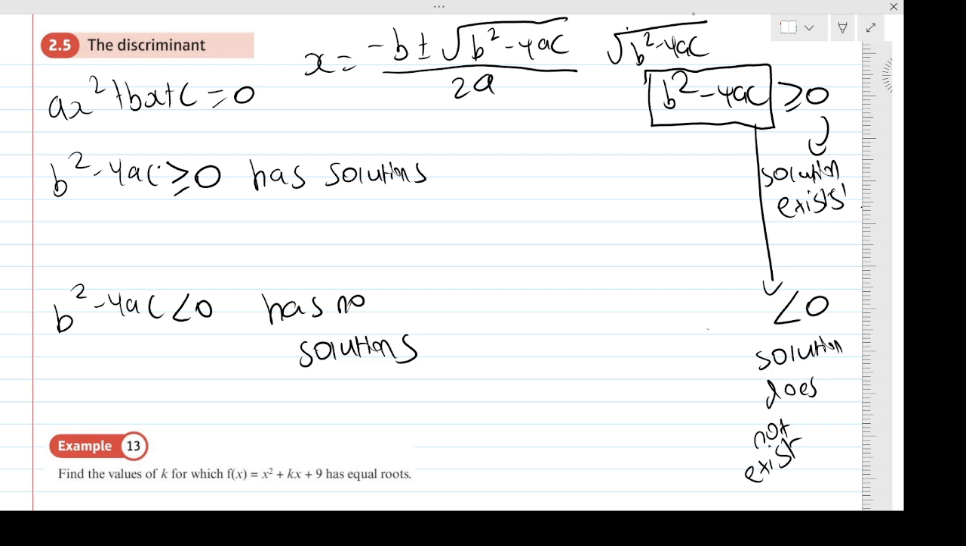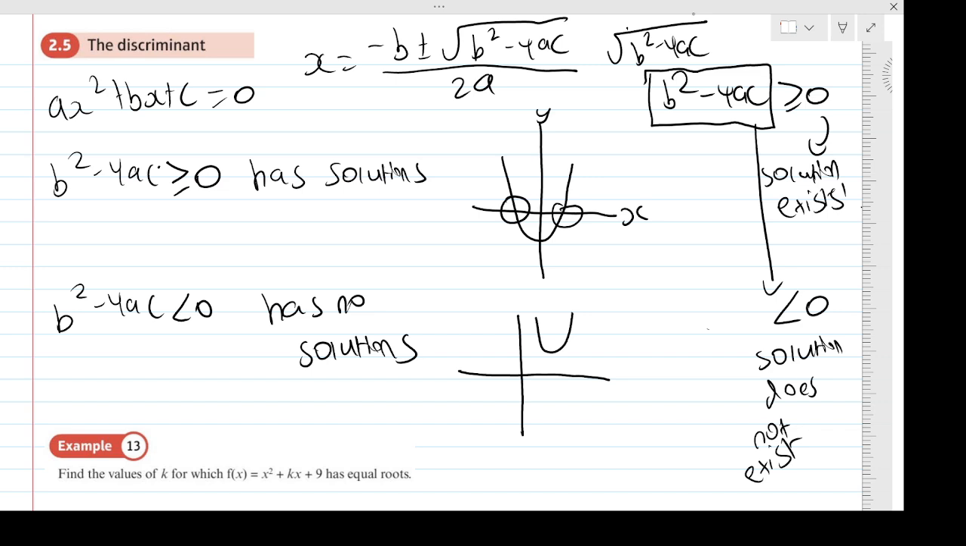If you think about that graphically, if it has solutions, then it's going to cross through the x-axis. That's what setting it to zero means. When you solve the quadratic equal to zero, it's crossing through the x-axis. When it has no solutions, you're going to have a situation where it doesn't cross the axis at all. If the quadratic looks like this, a frowny shape, it doesn't have to cross through the x-axis. So in this instance, it has no solutions.